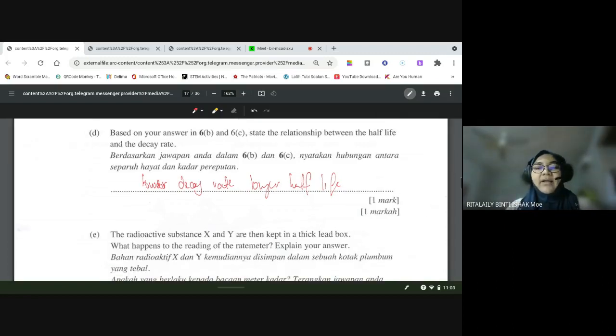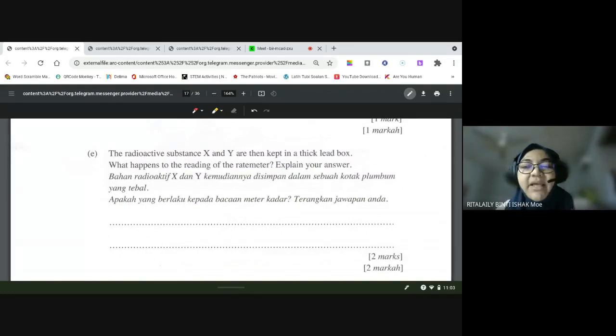Okay, E. The radio substance X, Y are kept in a thick lead box. What happened to the reading of the rate meter? Explain your answer. Kita simpan masuk dalam thick lead box. So, apa bacaan rate meter tu? Will it become increase or will it become smaller? Yes. Bacaannya dia bertambah ke, berkurang ke? Tak ada beza. Decrease. Okay.